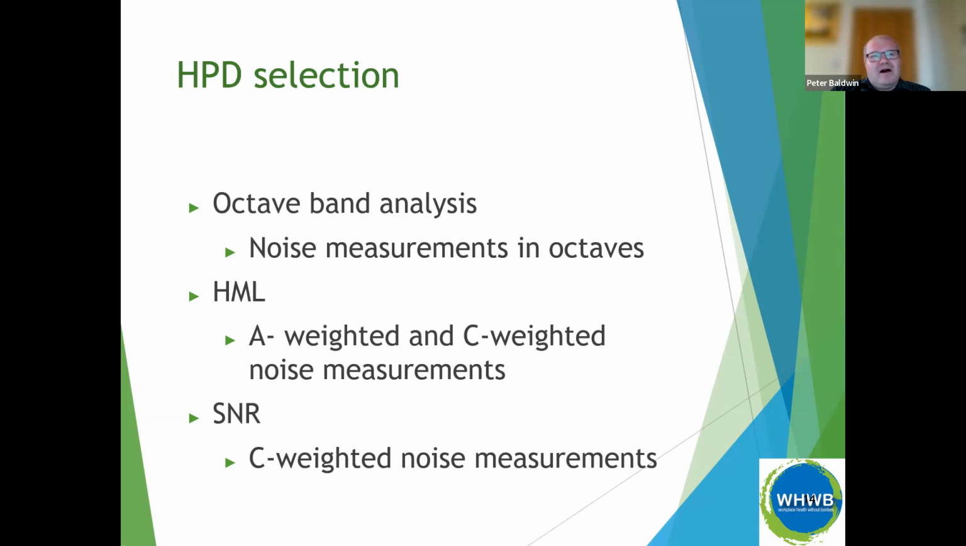And the HML method is kind of like a mixture of octave band analysis and single noise rating. With the HML, you measure A-weighted and C-weighted noise measurements, and then the manufacturer will give you three protection factors: one for the high frequency noise, one for the medium or mid range, and one for the low frequencies. Then you can put those into a spreadsheet effectively, and it will tell you if your hearing protection is adequate or not.